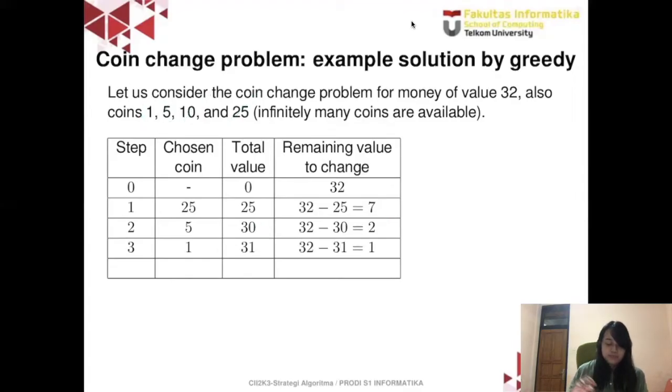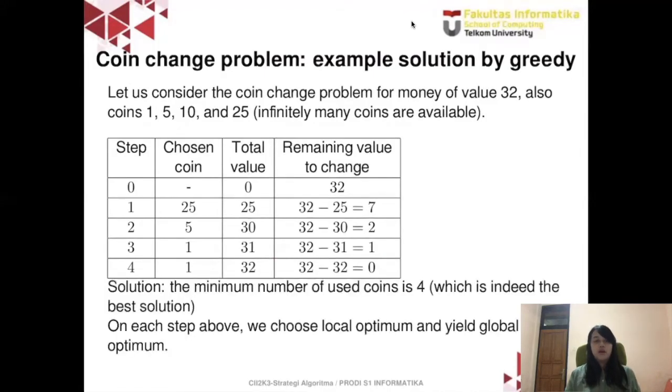So in the next step, we choose 1, which is feasible of course, so that we have the total value of 31 and the remaining of 1. So in the next step, we can also choose 1 to have a total value of 32, and we have already exchanged all of our money, so it means we have found the solution. So the solution we have is the minimum number of used coins is 4, which is indeed the best solution. On each step above, we choose the local optimum and it yields the global optimum.